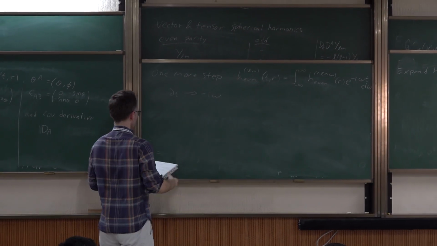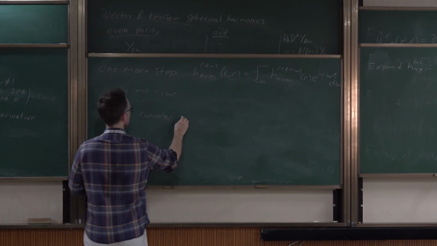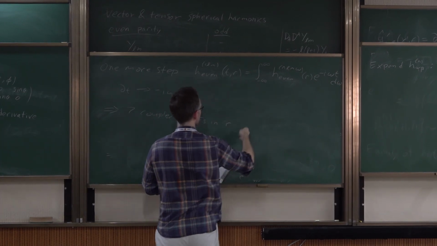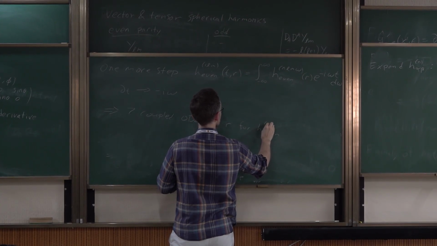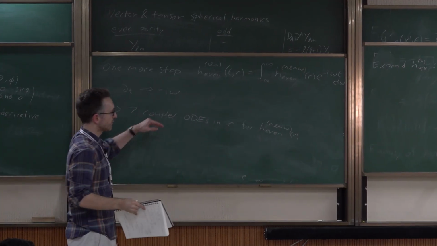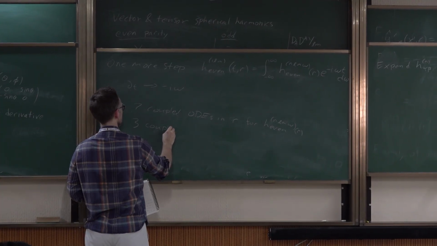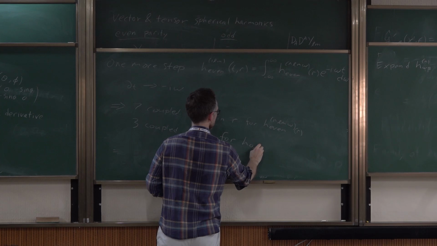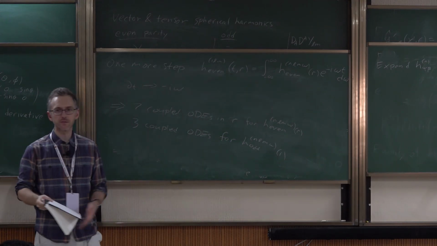So then I get 7 coupled ODEs in r for these coefficients. So for all the even parity coefficients, for each value of n, L, m, and omega. And I get 3 coupled ODEs for H odd, n, L, and omega. So I've now fully separated the field equations.